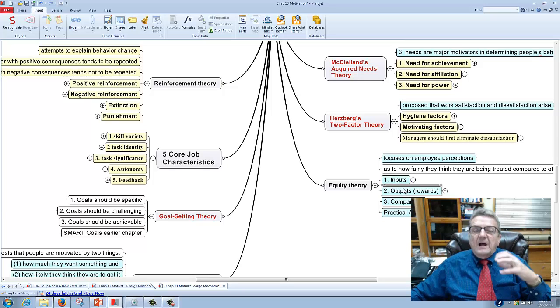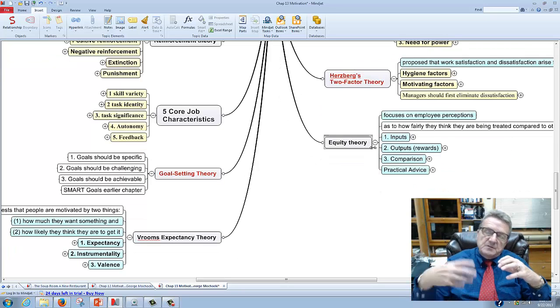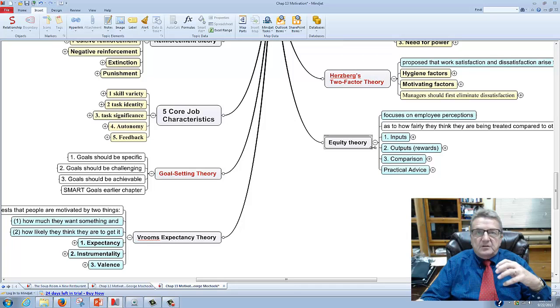And equity theory. When I look at equity theory, it's how much inputs to the outputs. So if I'm looking at inputs and outputs, the equity theory ties in with the expectancy theory.